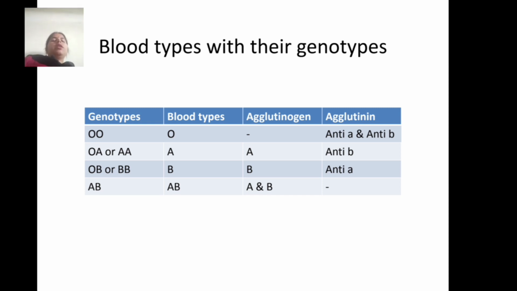Agglutinogen: in the case of the O blood group, there is no agglutinogen, and the agglutinins are anti-A and anti-B. In blood groups A and B, there are agglutinogens A or B, with anti-B and anti-A respectively. And if both, that is AB, there are the agglutinogens A and B.